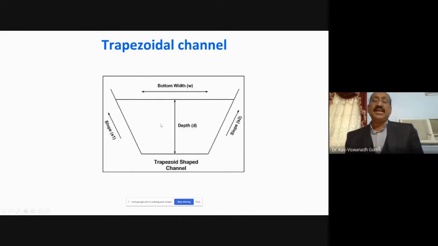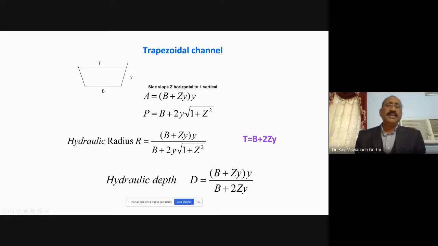For a trapezoidal channel, these parameters would be different. If this is the trapezoidal channel, there is a side slope. So this side slope may be z horizontal to 1 vertical. The top width and bottom width will be different. See in this figure, this is the bed width B, the bottom width, and T is the top width. So the side slope is z horizontal to 1 vertical.